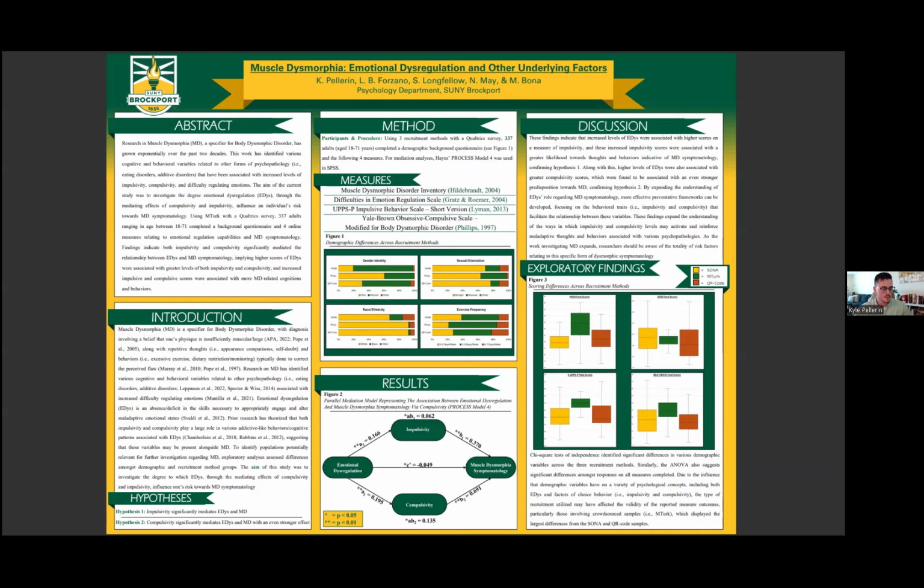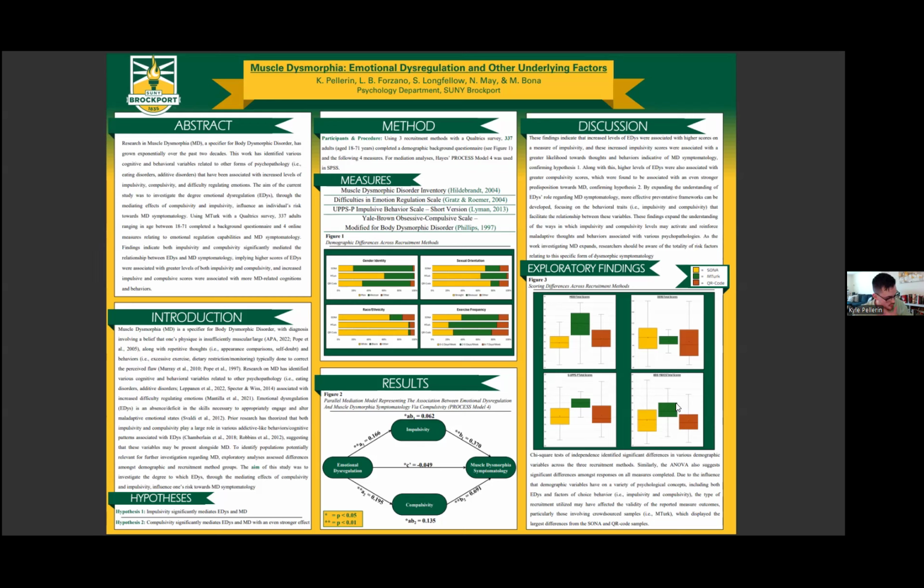So these findings imply that increased levels of emotional dysregulation were associated with higher scores on our measure of impulsivity, and that these increased impulsivity scores were associated with the greater likelihood towards the thoughts and behaviors found in people experiencing muscle dysmorphia. This allowed us to confirm our first hypothesis. And then higher levels of emotional dysregulation were also associated with higher compulsivity scores, which were found to be, again, associated with an even stronger risk of muscle dysmorphia symptoms, meaning we could confirm hypothesis two as well.